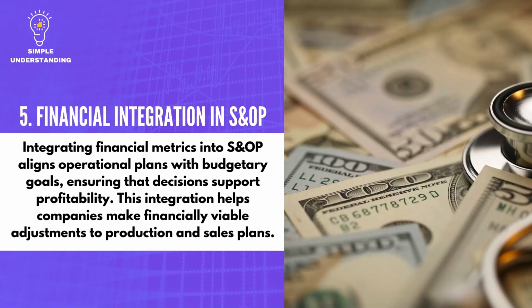5. Financial integration in S&OP. Explanation. Integrating financial metrics into S&OP aligns operational plans with budgetary goals, ensuring that decisions support profitability. This integration helps companies make financially viable adjustments to production and sales plans.